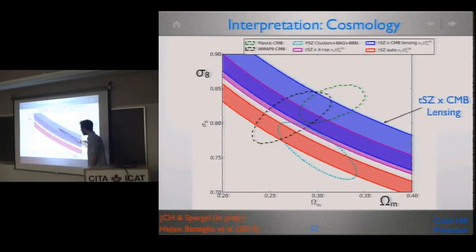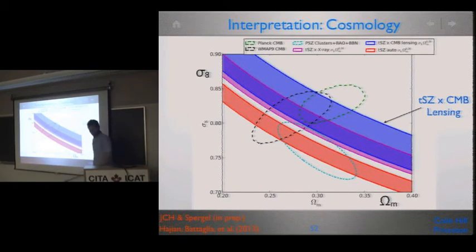This is WMAP9. The TSZ power spectrum constraint comes in low, just like the SZ clusters constraint from Planck. This is my own reanalysis with the Battaglia model of that data. And then our result for the cross-power spectrum gives you this contour, and the pink or purple contour in the back is from Amir and Nick's recent paper where they cross-correlated a TSZ map with a ROSAT X-ray map.